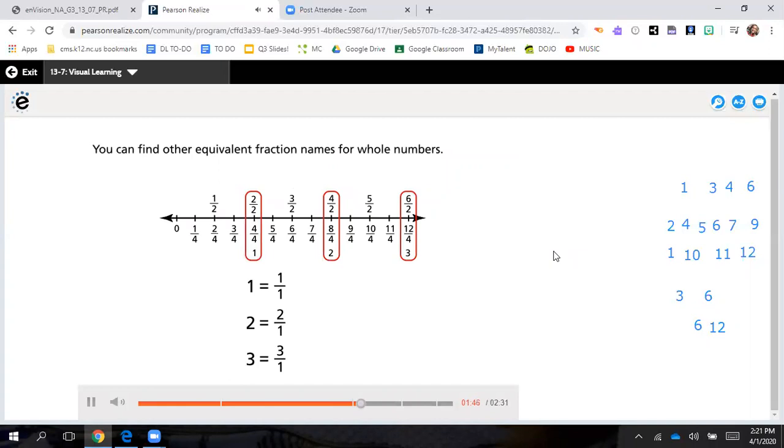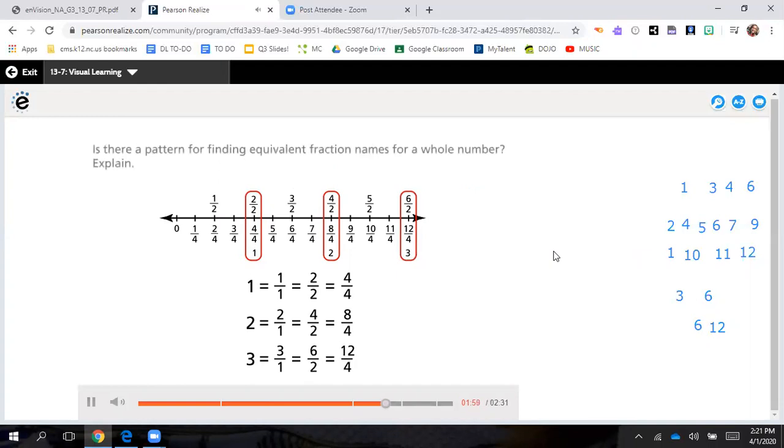You can find other equivalent fraction names for whole numbers. Is there a pattern for finding equivalent fraction names for a whole number? Explain.